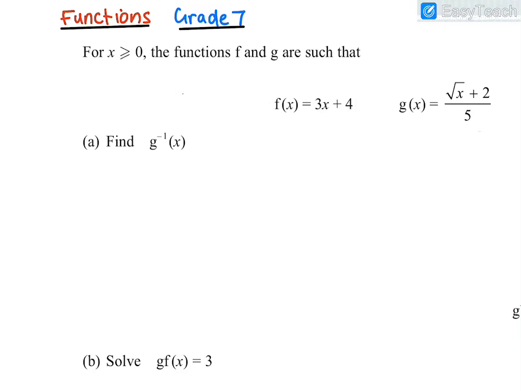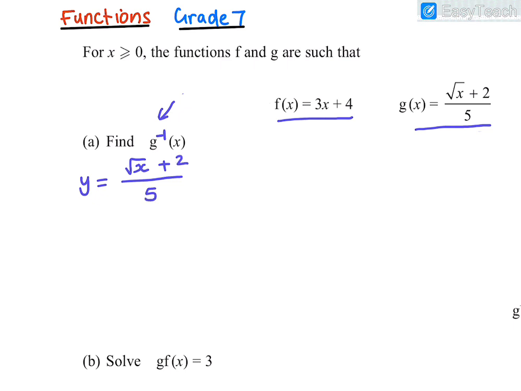Okay, so we are going to look at a question on functions. So we have been given two functions, f and g, and the first part of this question is to find the inverse of g. Now, every time you see this -1, it means we are going to find the inverse function of that. So the first thing we do is we write down y equals all of that function g, which is root x plus 2 divided by 5.